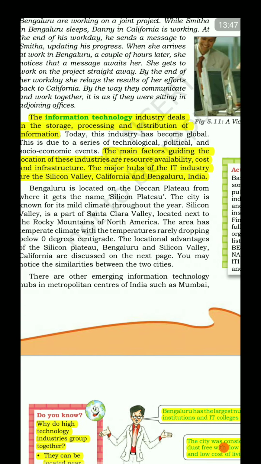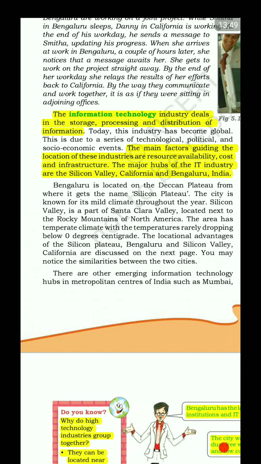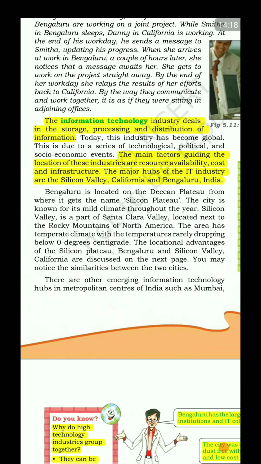The main factors guiding the location of IT industries are resource availability, cost and infrastructure. There is nothing like a raw material for the IT industry. This is a very important aspect: resource availability, cost and infrastructure. The major hubs of IT industries are Silicon Valley in California and Bengaluru in India. These are important. But lately, let's see Bangalore and Silicon Valley.